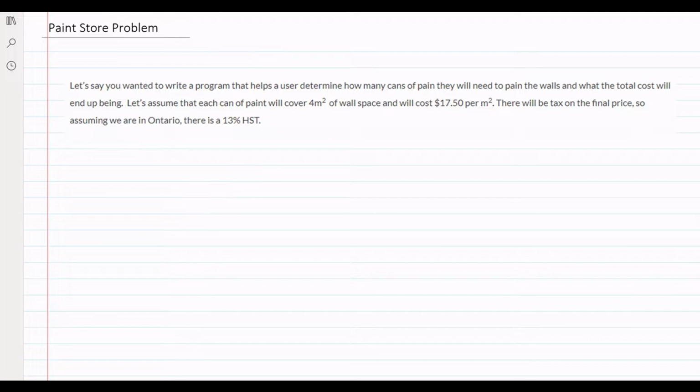I know that the paint will cover 4 meters squared of wall space, and it costs $17.50 per can of paint. There's going to be tax on the final price. So we want to create a little program that's going to let the user figure out how many cans of paint they're going to need, and then what the cost is going to be.